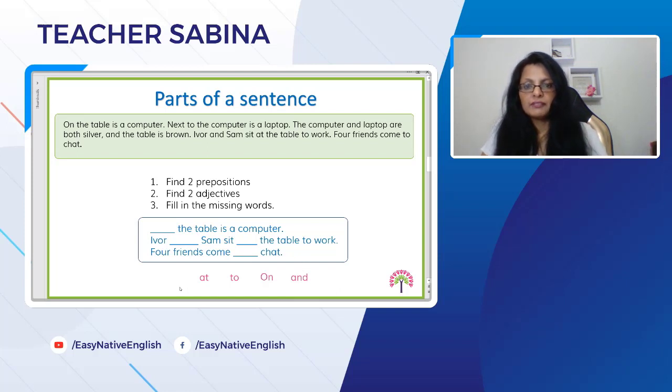So, number 3, fill in the missing words. We have something the table is a computer. Well, that's easy enough because we can just look at the sentence at the top. The first sentence says, on the table is a computer. So the missing word from this first gap is "on". So I will just move this over here.